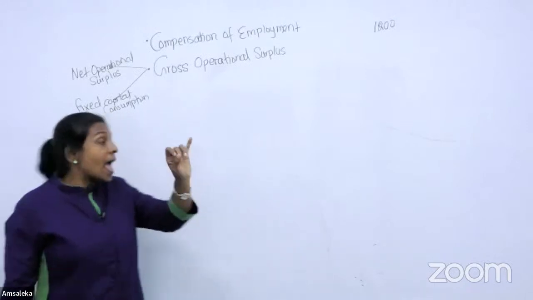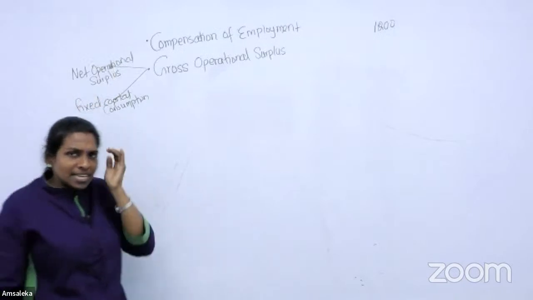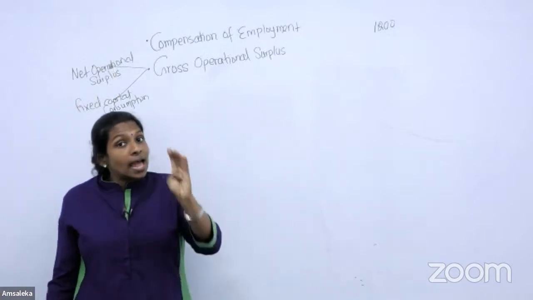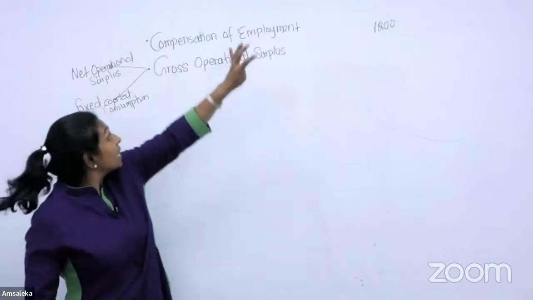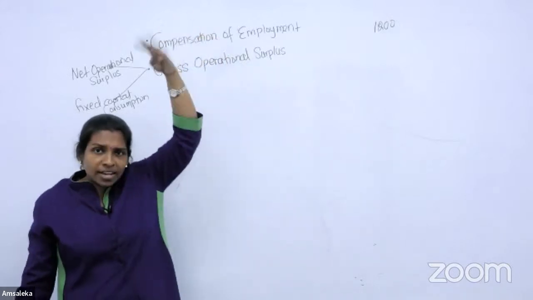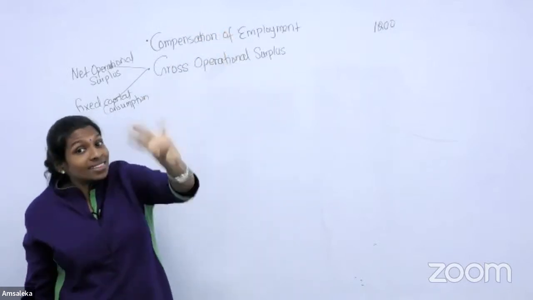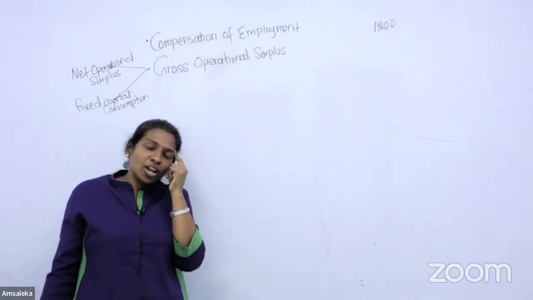These three are added in the net operational surplus. That is the way I can explain it. Land, labor, capital, entrepreneur. Out of these four, labor income is about compensation, salary, PF, ETF, as I said. What are the other three remaining? Then you can keep that in your mind.